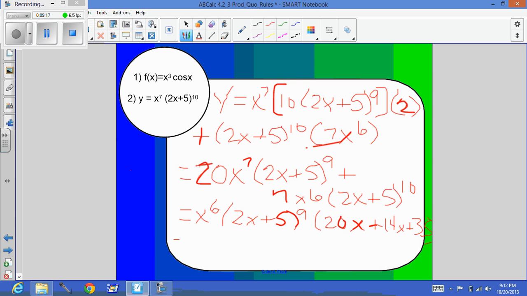So one last step, we're going to write all this in one fell swoop here. So I have 7x to the 6th times 2x plus 5 to the 9th times 34x plus 35. And yes, my pinky is cramping from writing with it. But there you go. There is your answer on that one. Every time that you do these, you want to look for what you can pull out to the front so that it'll be completely simplified. All right, moving on.